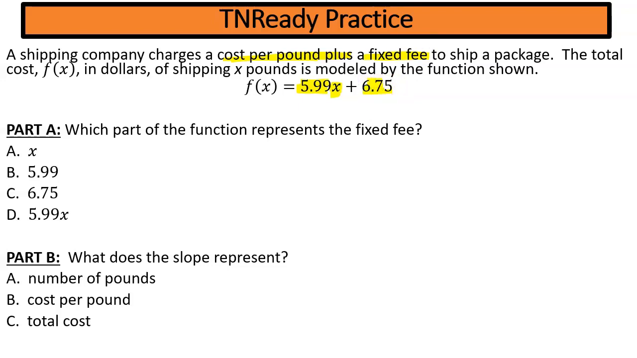So part A, which part of the function represents the fixed fee? The fixed fee is the $6.75. Part B, what does the slope represent? Remember that my slope is not mx.